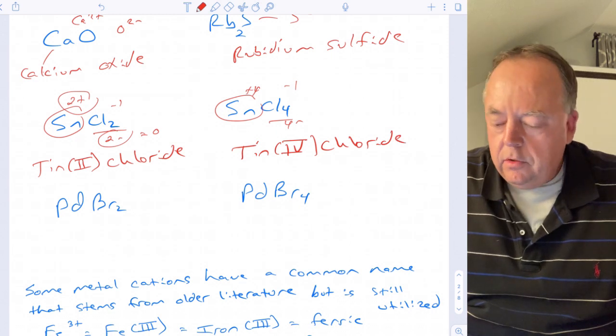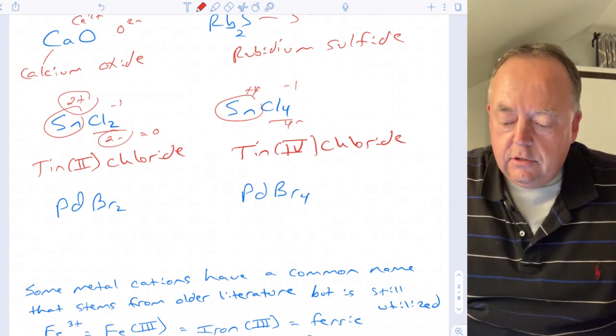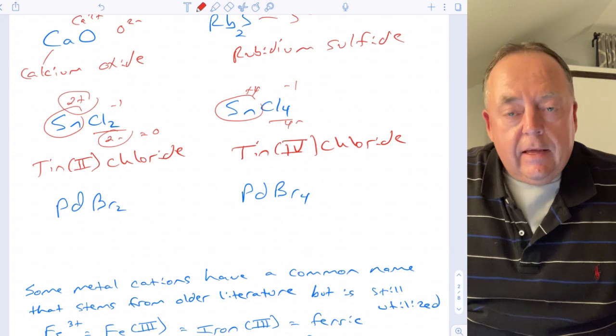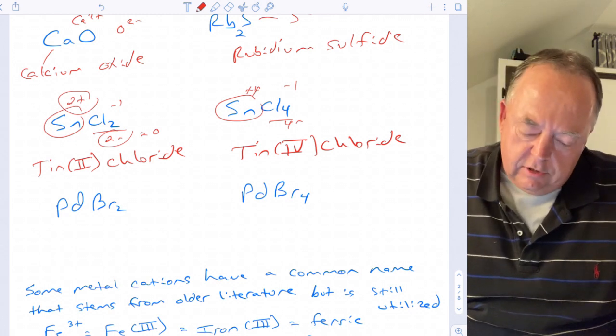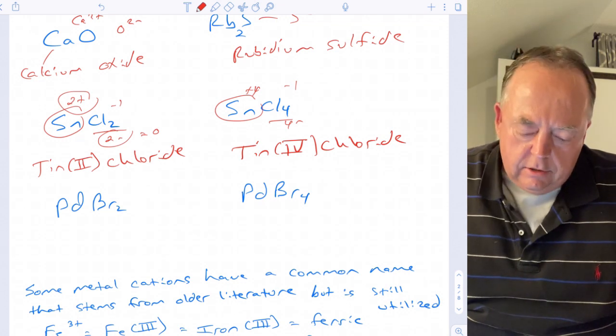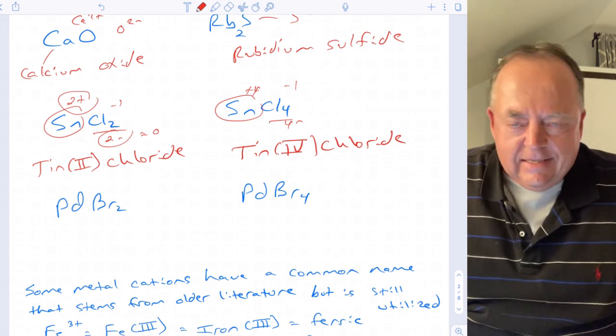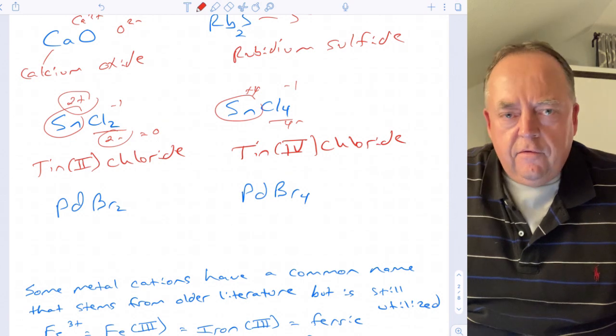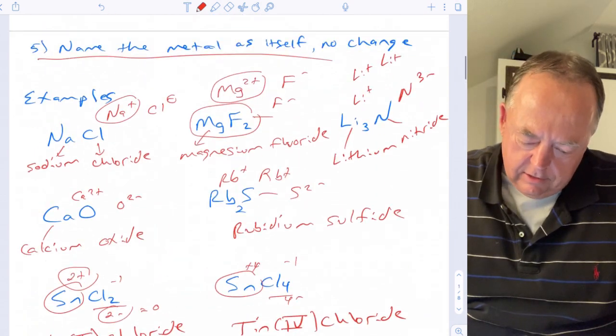Right, so you put the metal, and then in Roman numerals in parentheses, the charge on the metal, and then you name the anion. So if you just tell somebody you need some tin chloride, nobody knows what you're talking about, because are you talking about SnCl2 or are you talking about SnCl4? 2 totally different chemical compounds.